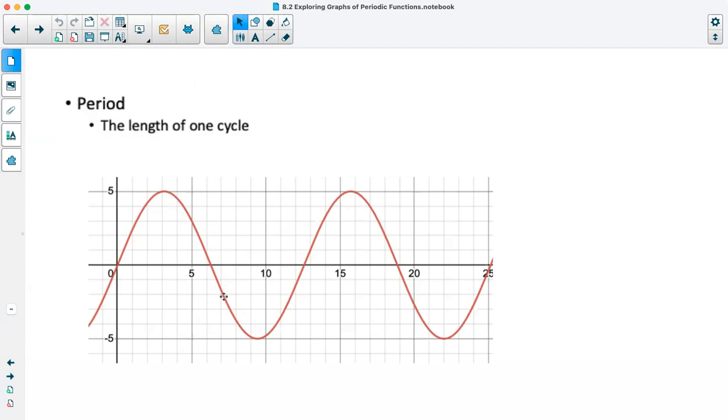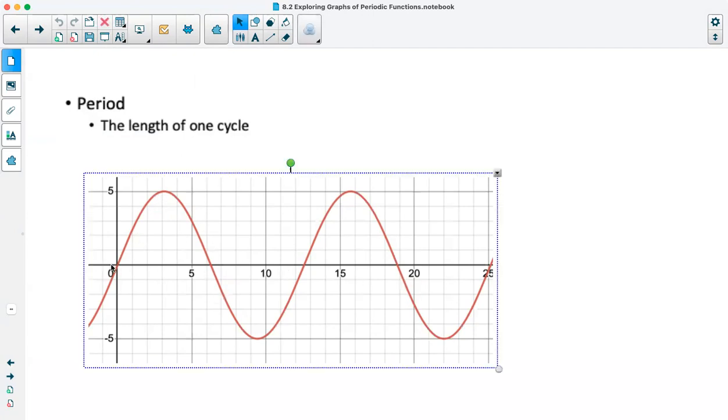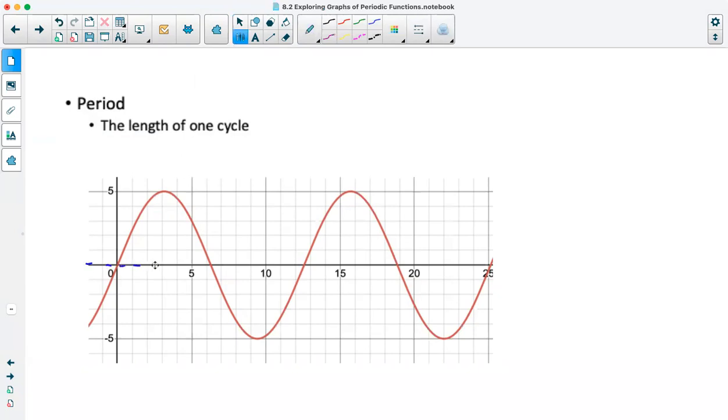So our midline is a line that goes straight through the center of our graph. So in this case, if I was, let's say, to draw a dashed line here, we can see that our graph goes 5 units above it, 5 units below it. So this here would be our midline. We then talked about amplitude. So amplitude would be the distance from here to here or from here to here. So in this case, this graph has an amplitude of 5 because it goes 5 units above our midline and 5 units below our midline.